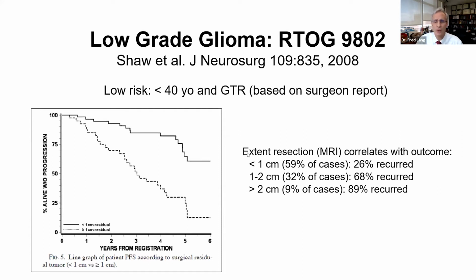And you can see here that with each increase in residual tumor, there was a greater chance for recurrence. And you could dichotomize that based on less than 1 centimeter or greater than 1 centimeter residual and see a significant improvement in survival with the lesser amount of residual, indicating that the greater the extent of resection, in this prospective but observational study, the better the outcome.